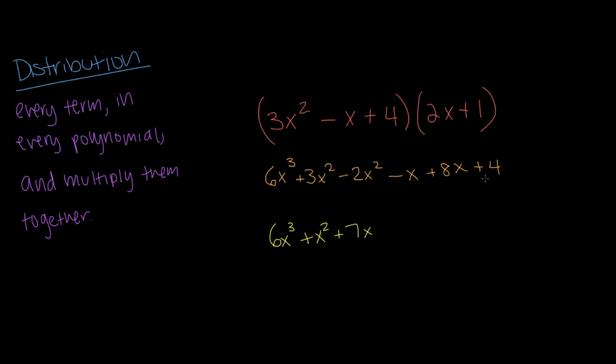And our last one is our constant term, which is 4. And there are no other constant terms, so we can just write the 4 as is. So our final answer is 6x to the third plus x squared plus 7x plus 4.